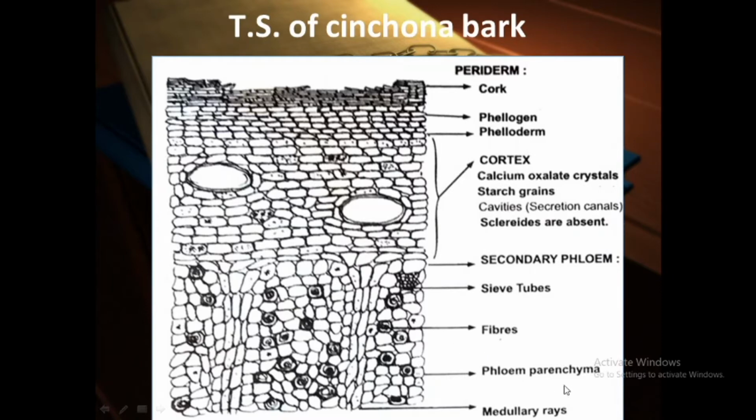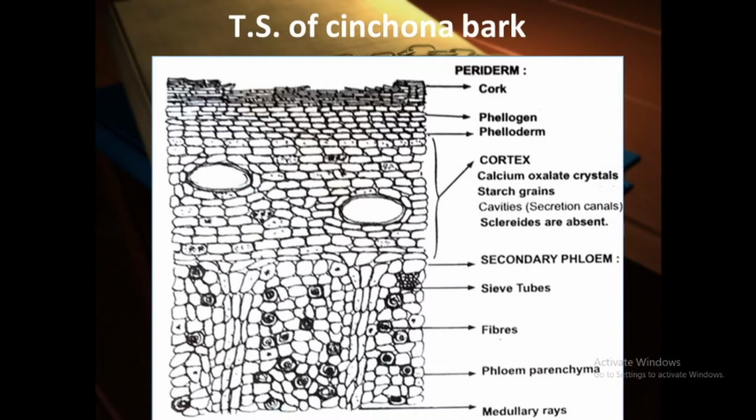Just see the phloem parenchyma. This phloem parenchyma has thin, dark reddish brown walls. Some microprismatic calcium oxalate crystals are also present in phloem parenchyma. So these basically contain thin and dark reddish brown wall cells with microprismatic calcium oxalate crystals.